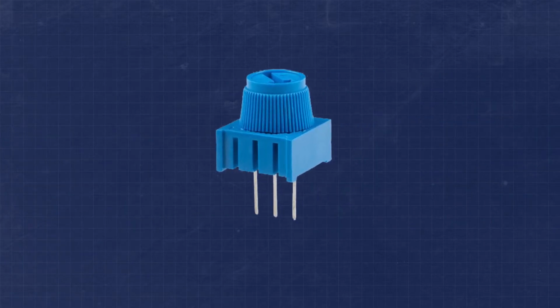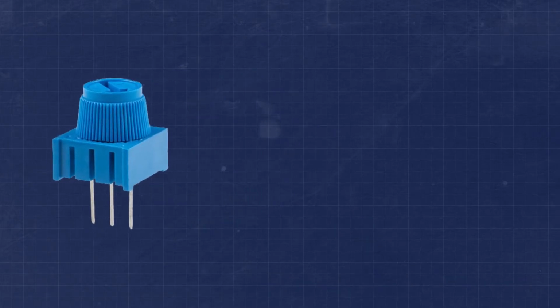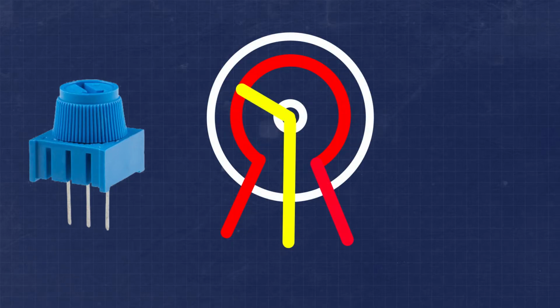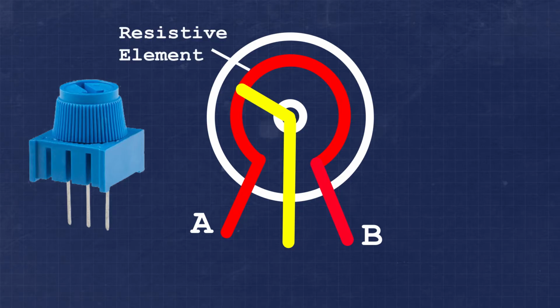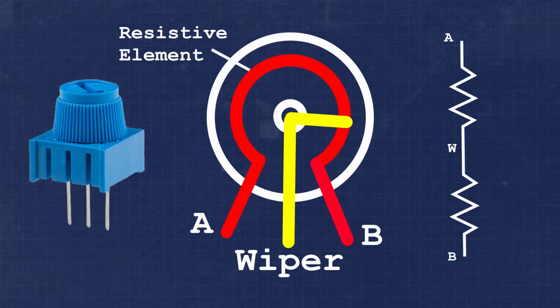In this example, we'll be using a potentiometer to adjust the voltage being read by the ADC pin. A potentiometer is a type of variable resistor with 3 terminals. The 2 outer terminals, let's call them A and B, are connected together with a resistive element. The middle terminal, usually called the wiper, tracks along the resistive element, changing the resistance between terminal A and the wiper and between the wiper and terminal B. This effectively creates an adjustable voltage divider.